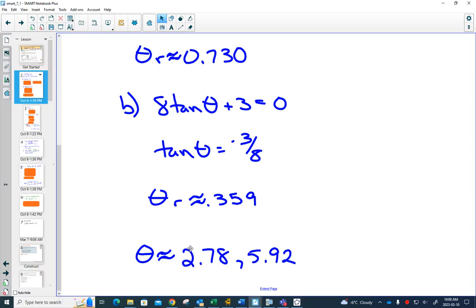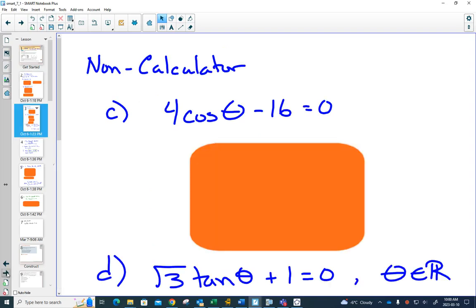So this is a review of calculator questions from trigonometry: how to use your reference angle and your CAST rule to find your answers. Next, we'll do some without our calculator.